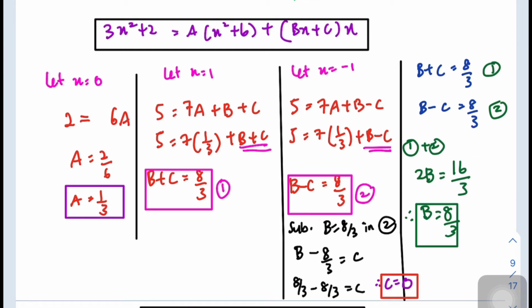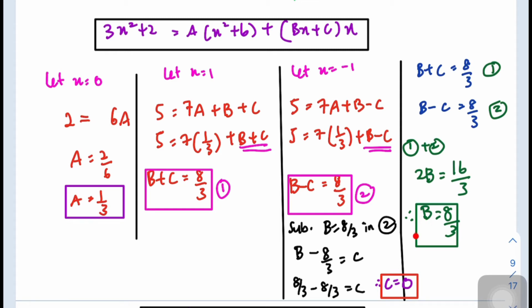So from equations 1 and 2, let's do simultaneous equations. We can add them up. So B plus B is 2B, C plus minus C is 0, 8 over 3 plus 8 over 3 is 16 over 3. Therefore, we can reorganize this one to get our B. So B is equal to 8 over 3.